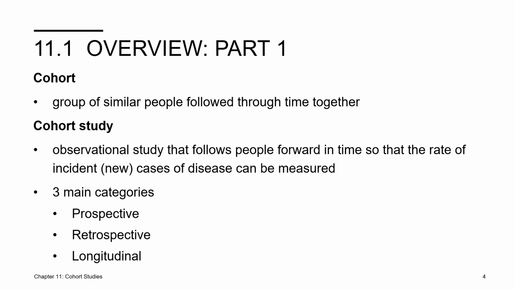A cohort study is an observational study that follows people forward in time so that the rate of incident or new cases of disease can be measured. And there are three main categories. There's a prospective, a retrospective, and a longitudinal design.